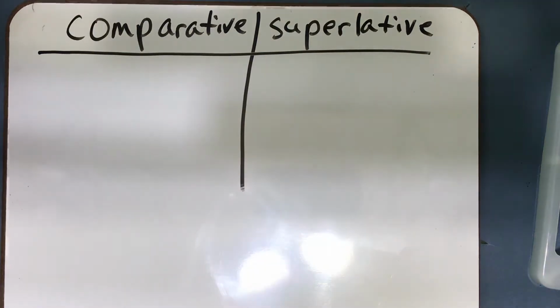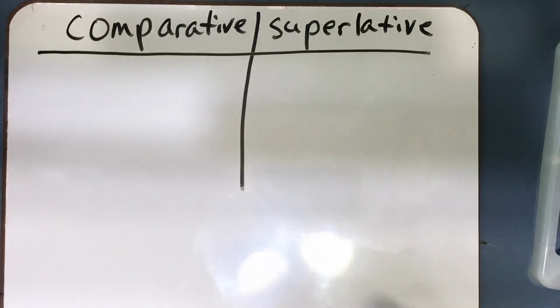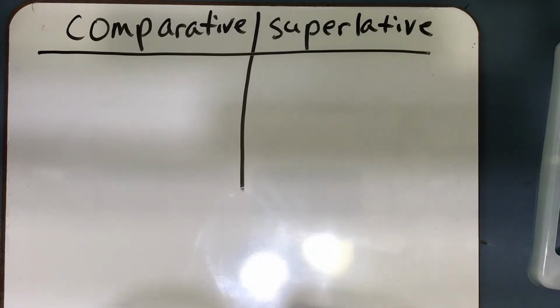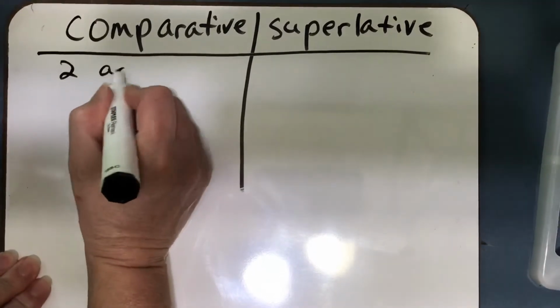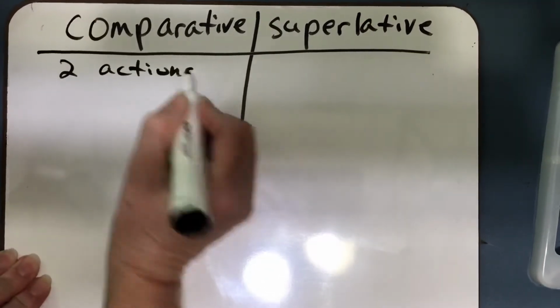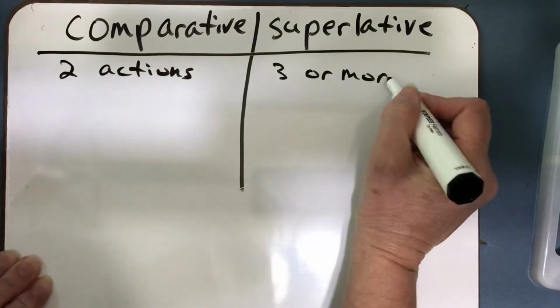Fourth grade. Today we're going to work on comparing with adverbs. And just like with adjectives, we have the comparative and the superlative form. So comparative, we compare two actions. Okay, and superlative, we compare three or more actions.